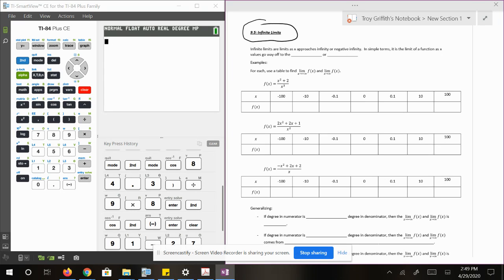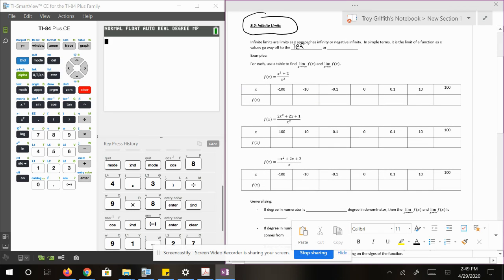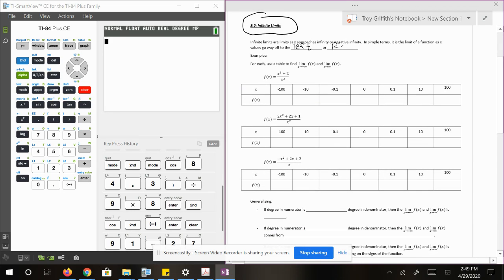So an infinite limit is limits as x approaches positive infinity or negative infinity. In simple terms, it's the limit of a function as x values go way off to the left if we're talking about negative infinity, or to the right if we're talking about positive infinity. If you're thinking about a coordinate plane, the limit as x approaches positive infinity is like, what are you seeing on the graph as we go way off in this direction? And then the limit as we approach negative infinity would be like, what are you seeing on the graph as you go way off in this direction?